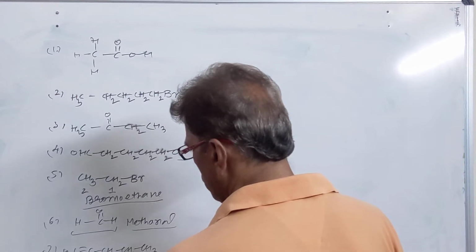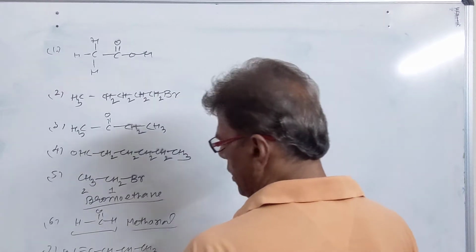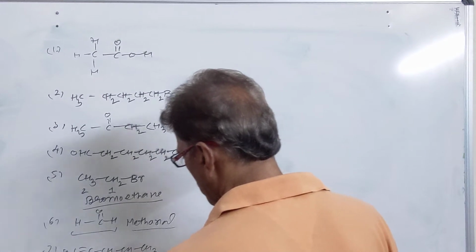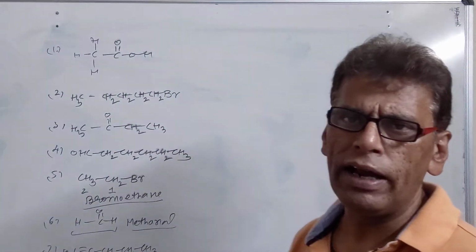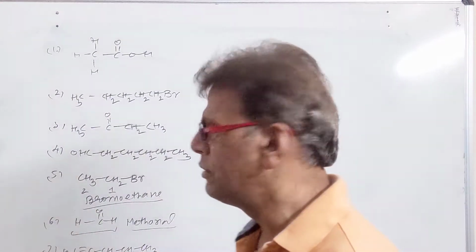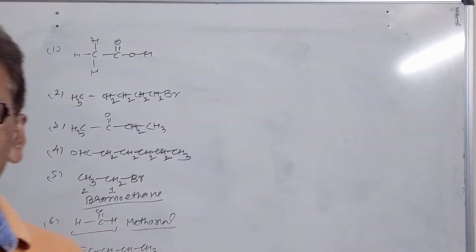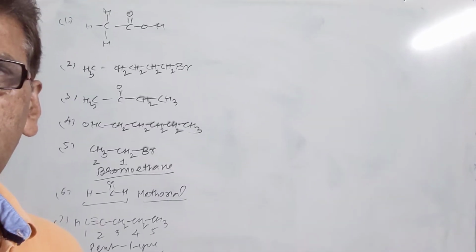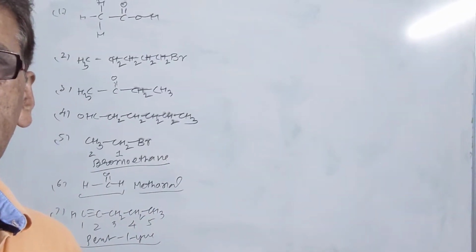So numbering is done from this end where the double bond is started. So it will be pent-1-yne. Triple bond systems end in -yne. So this will be called pent-1-yne. So these are the structures of the compounds which are given to us in the exercise.